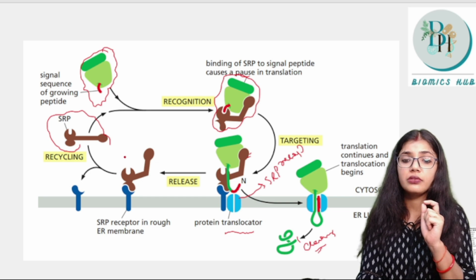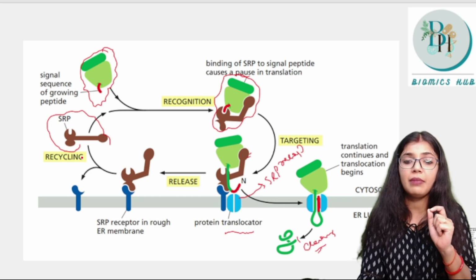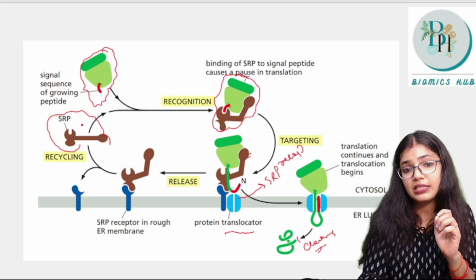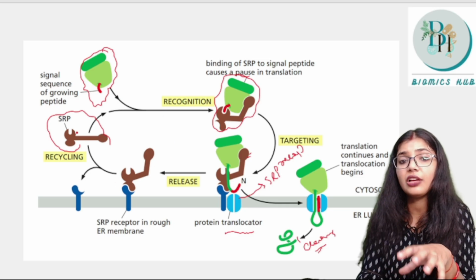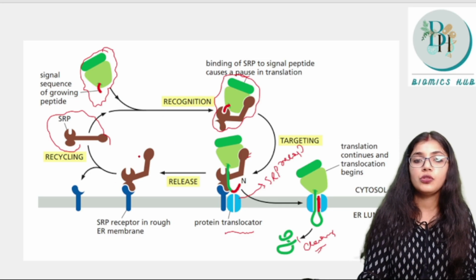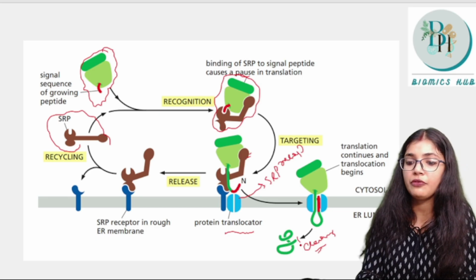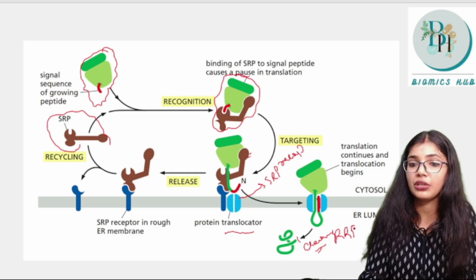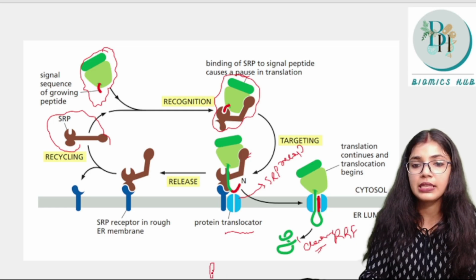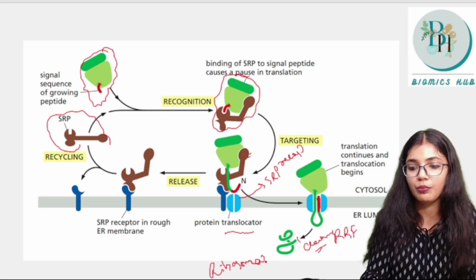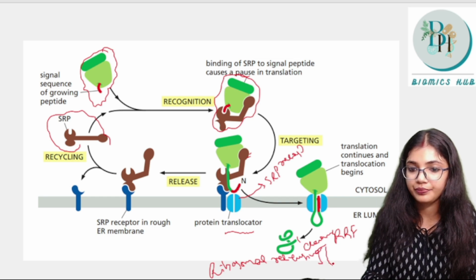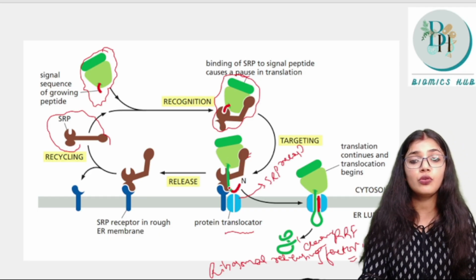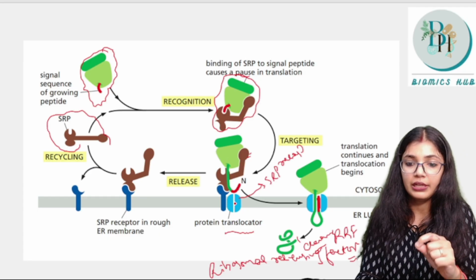This system is done by another receptor. So what is that? It helps in the recycling of the SRP. Here the cutting of the protein present in the ER lumen is done by a factor known as RRF, which is known as ribosomal releasing factor.